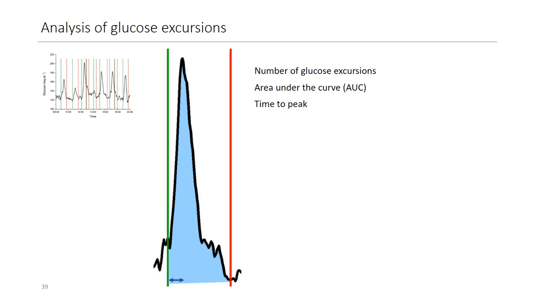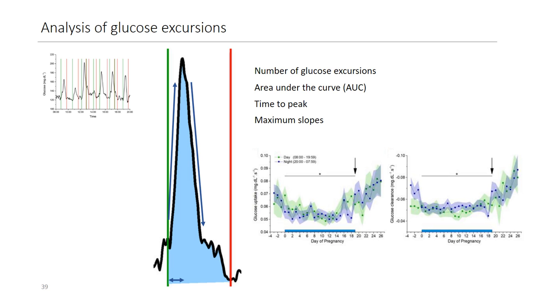We can also measure the time to peak and the maximum slopes. So these give all information about how fast glucose increases and decreases. And we saw that what we call the glucose uptake is lower during pregnancy compared to before and after, and also the glucose clearance, so the decreasing part of the glucose excursion, was also lower. So blood glucose values increase and decrease slower during pregnancy compared to before and after.